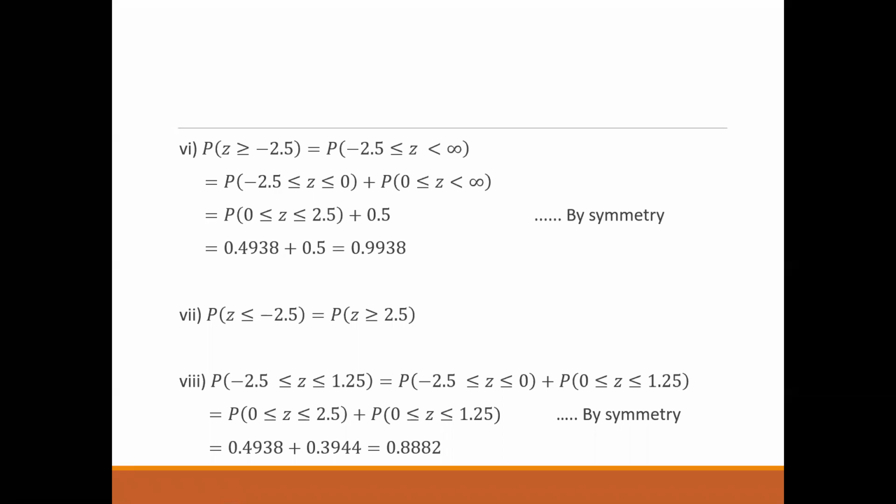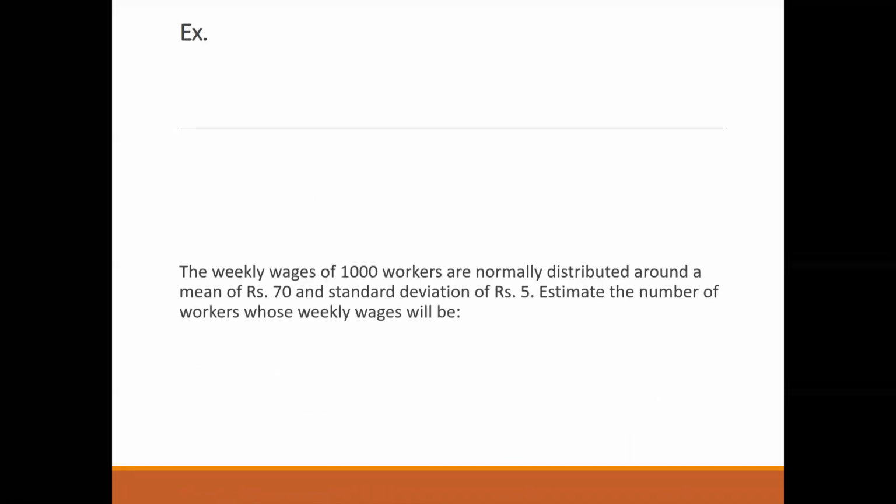Now, if you have understood this, I'll give you one problem to solve, where the value of z is not given to you; the value of x will be given to you. And we need to find out the value of z and then use all these properties. I've shown you all the varieties right now. So let us take one example.